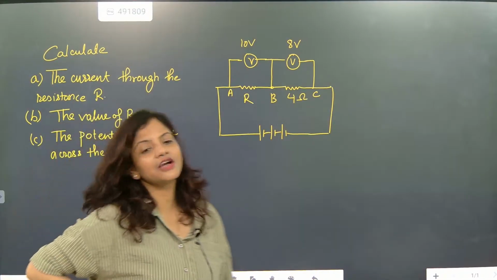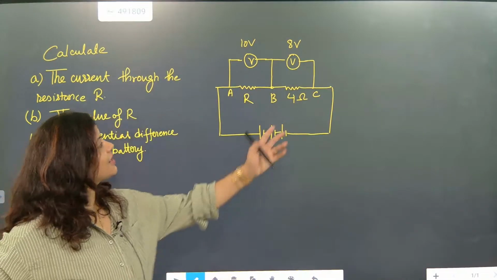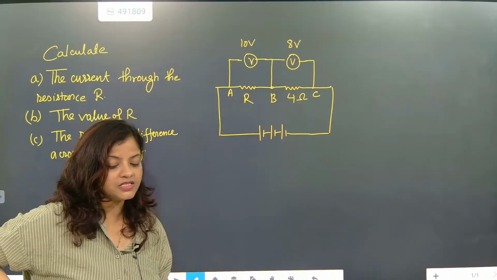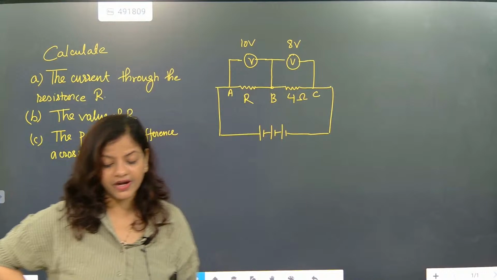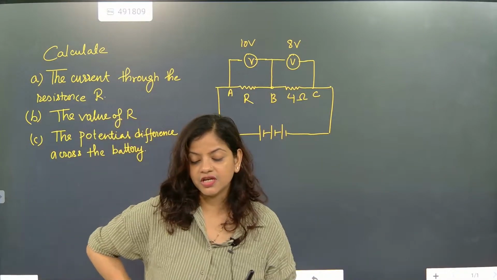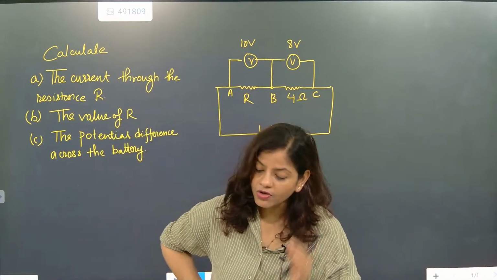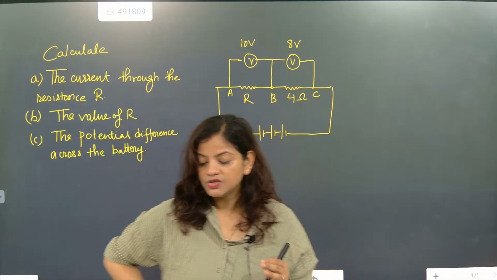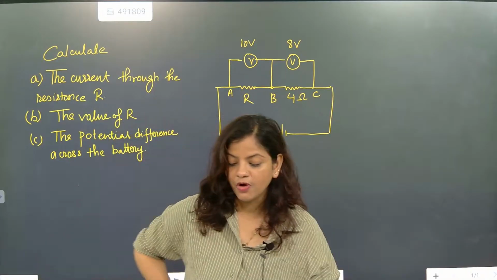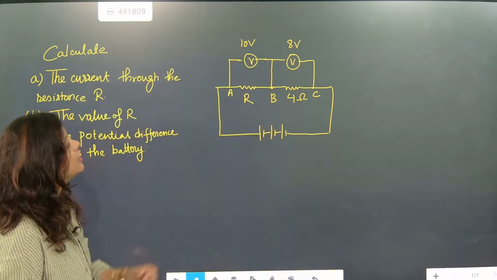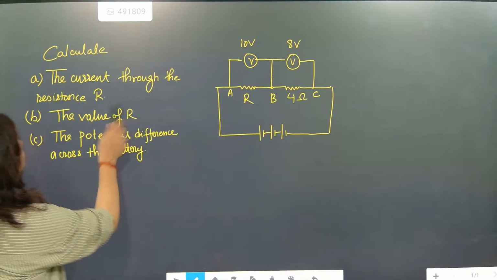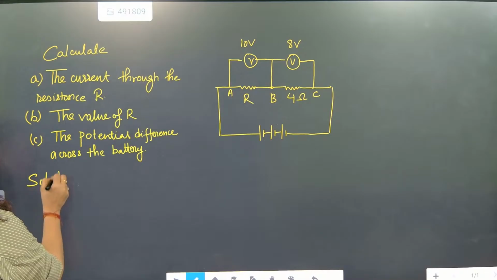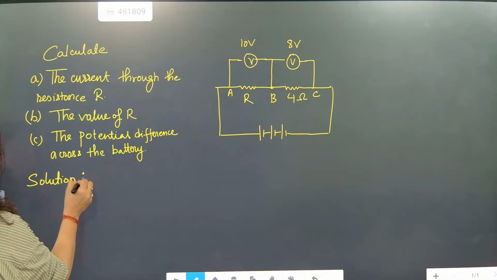So first is the current through the resistance R. So one by one, we are going to first understand how you are going to write the answer in the board exam. The biggest challenge is how you are going to answer the question in the board exam. That's the most important thing. So your board exam preparation is most important. So first thing, beta, they told that the current through the resistance R. So now how are we going to write the solution? Writing the solution is one of the most important targets.